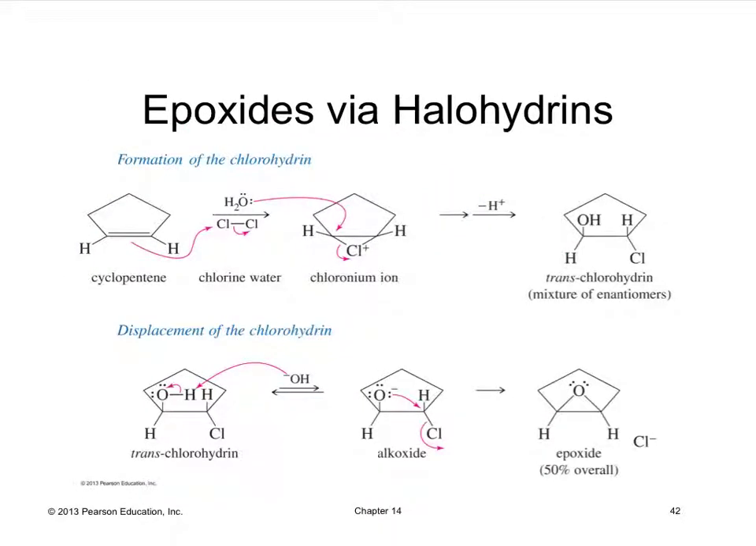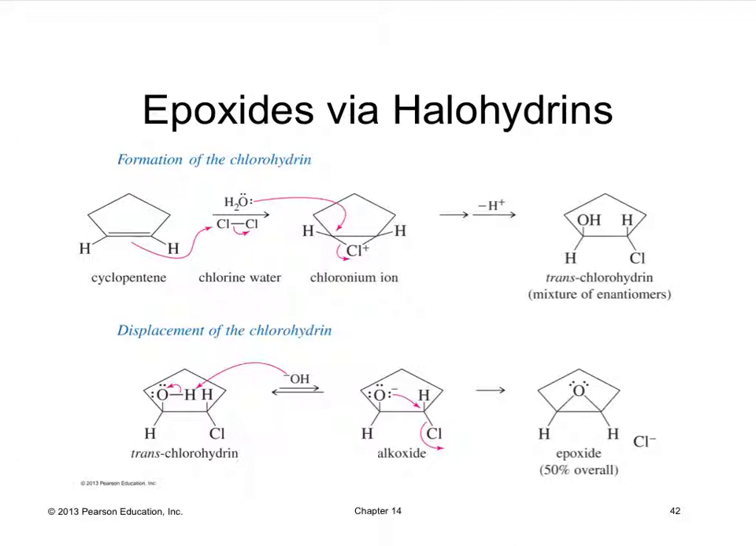So here are more examples of epoxides via halohydrin. Again, from the double bond, right, in the presence of dichloride and water, you form the halohydrin. So shown here is the reaction. You form the chloronium ion as we had shown before. And once the chloronium ion is formed, then the water attacks one side, kicking off the electrons to the chloride to form the trans-chlorohydrin. And in this case, you get a mixture of enantiomers, as we've discussed in the previous semester.